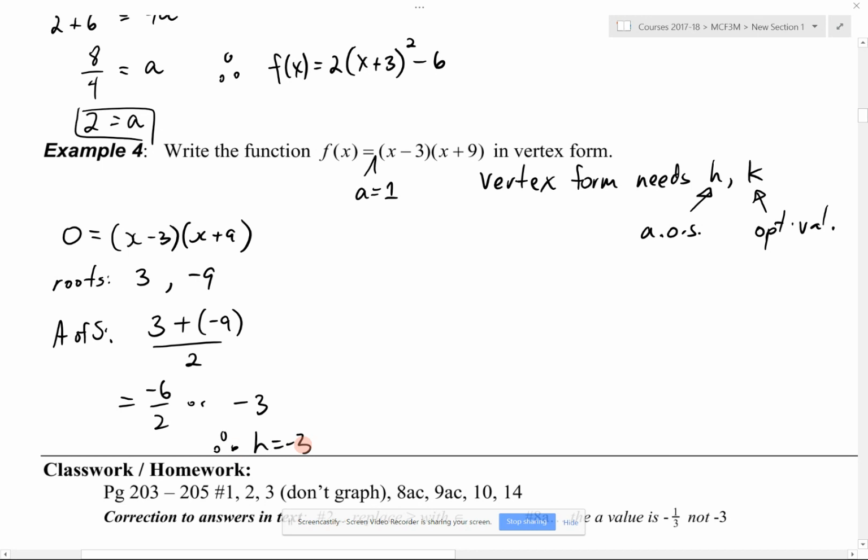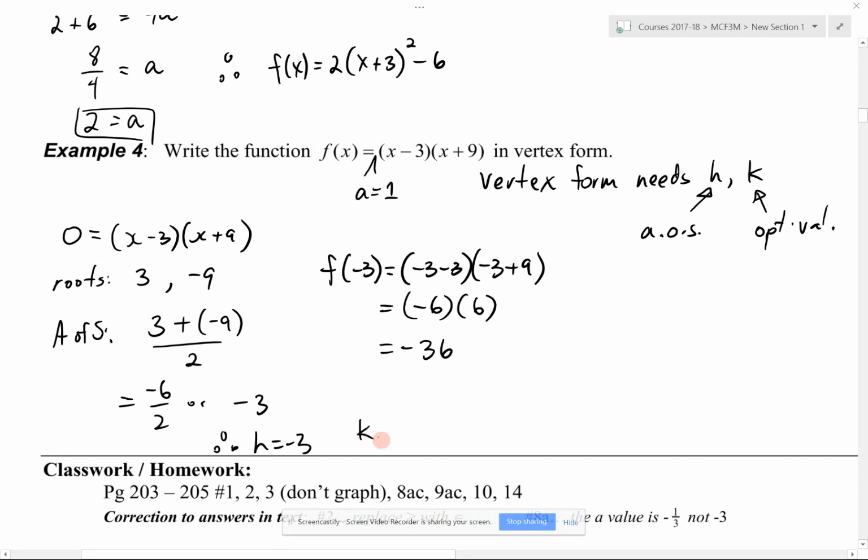And if I wanted to find my optimal value, I'm going to substitute that value back into my equation. So I'm going to say f of negative 3 equals negative 3 minus 3 and negative 3 plus 9. This will correspond to the y value at x equals negative 3. So negative 3 minus 3 is negative 6. Negative 3 plus 9 is positive 6. So my optimal value is going to be negative 36. So k equals negative 36.